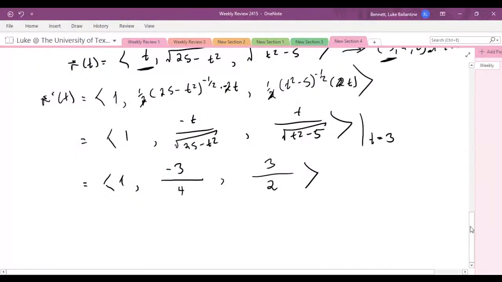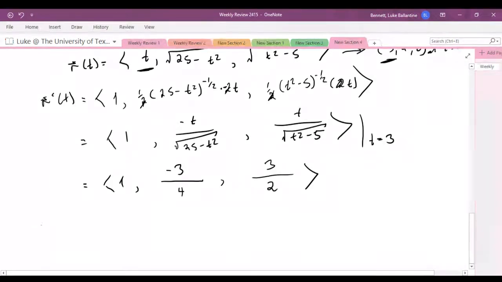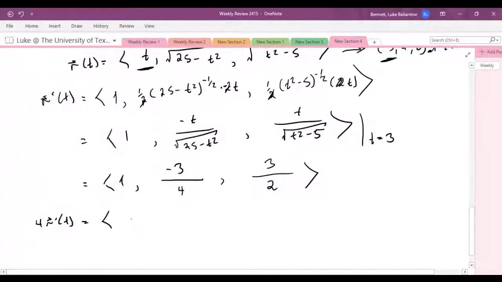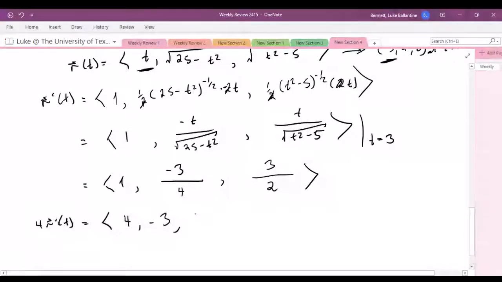So this is the vector parallel to the tangent line of interest, the slope vector. Now, remember, we can use any scaling of this vector. I don't want to deal with fractions, so I'm going to multiply this vector by 4. So 4r prime of t is still a valid vector to use for our tangent line. We get 4, negative 3, and then that would be 6.